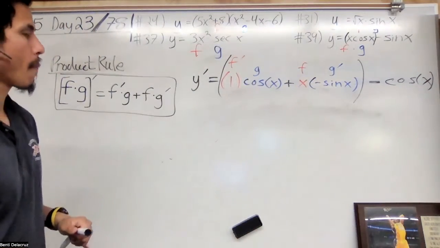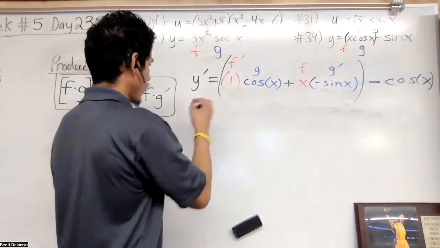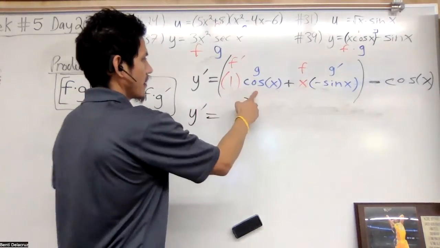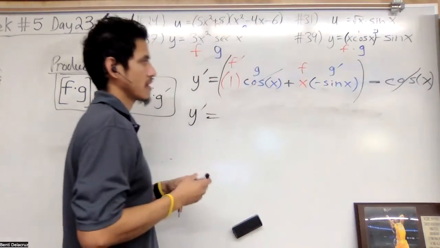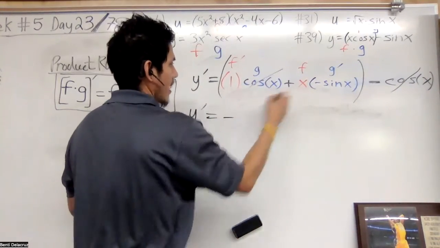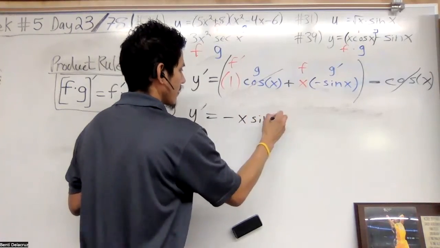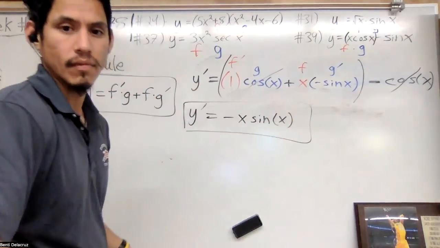And from here, looks like our y prime is cosine of x minus the cosine of x. You have one cosine of x minus cosine of x. Those cancel, so you're just left with negative x sine of x as your final answer. And that's all.